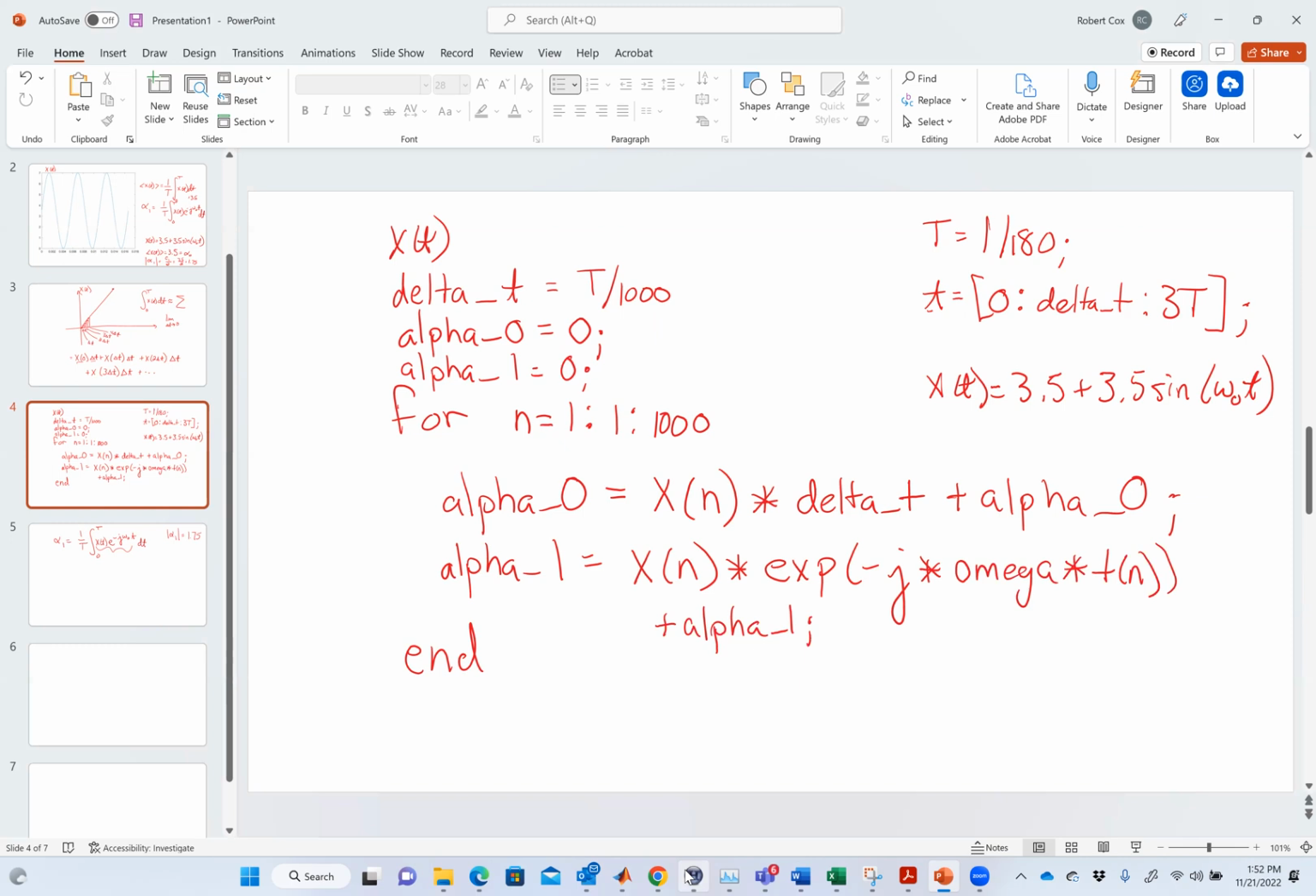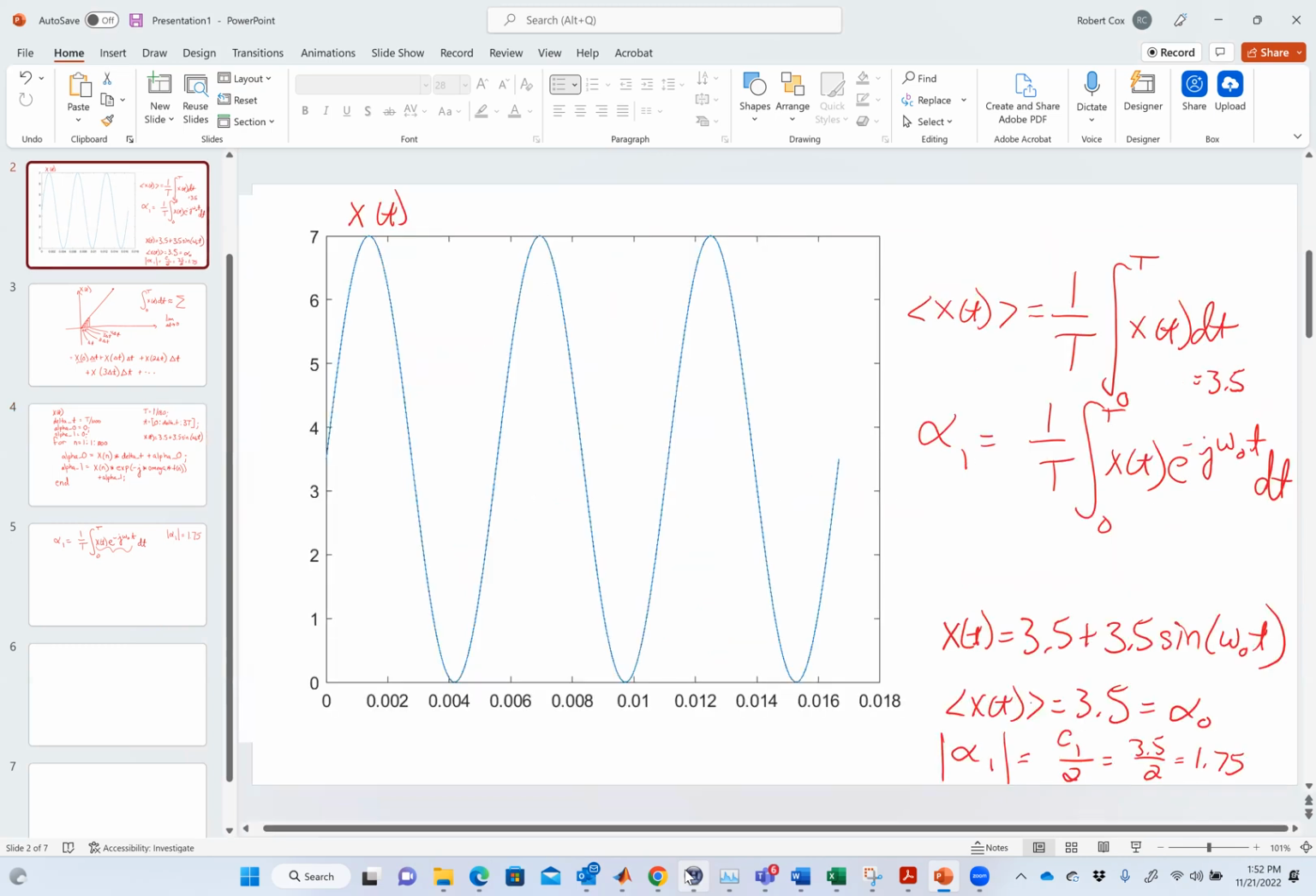Now, what am I going to get for that? I should get that the magnitude is 1.75. Well, what's the angle going to be? This is probably a little bit trickier. Because this is a sine function, the angle of alpha 1 is the angle of the equivalent cosine. If I had sine of omega naught t, what's the equivalent cosine angle? Negative 90 degrees, that's right. So alpha 1 should be 1.75 times minus j, because the calculation gives me a number in rectangular form.